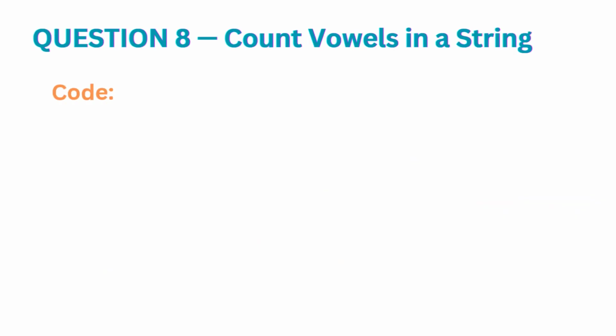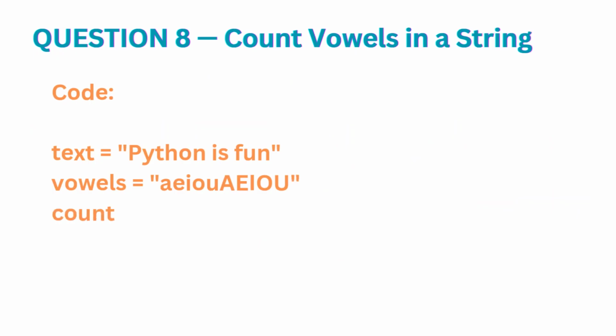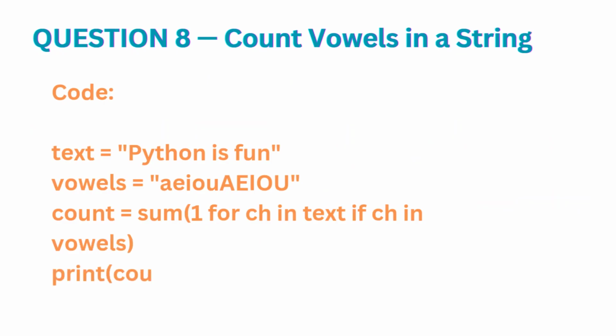The next question is count vowels in a string. Here a text is given, Python is fun, and the vowels are written in small and in capital alphabets. So count will be sum of 1 for character in text if character in vowels. That should print the count. This is iterating over a string and counting vowels using the generator expression.